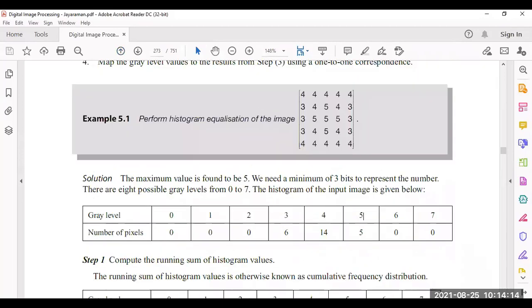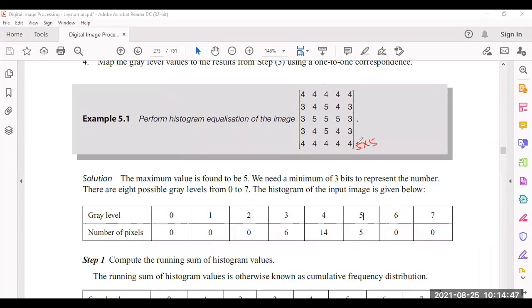So this is the question given. Now perform the histogram equalization on the given image. This is our image. Basically this is a 5 by 5 matrix representing the image. This is the intensity level of the image. First of all, you have to form this particular matrix. First of all, find what my maximum range is here.